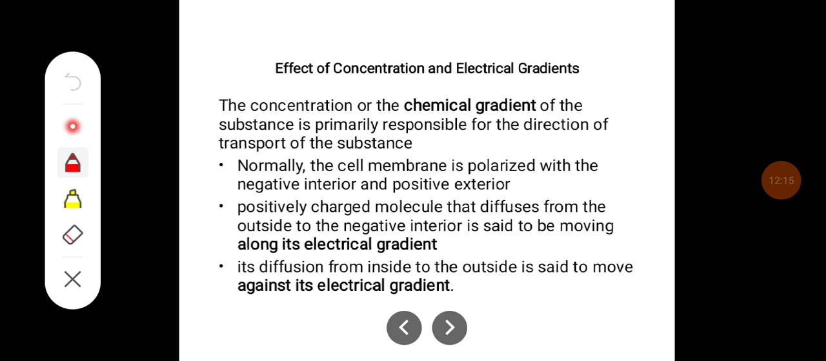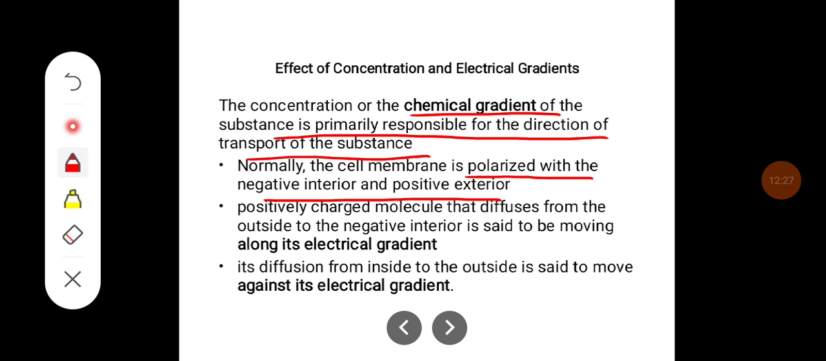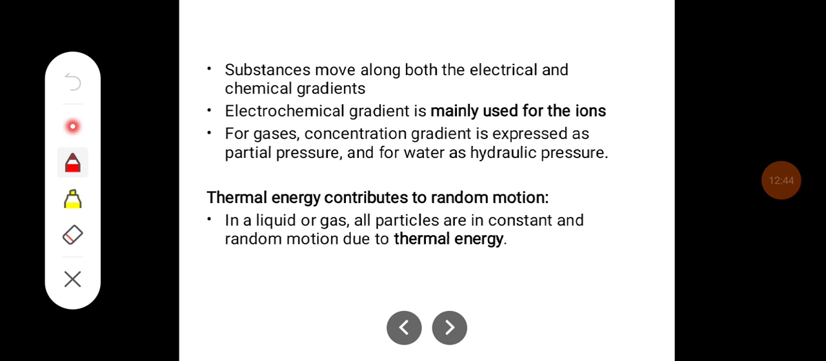The concentration or chemical gradient of the substance is primarily responsible for the direction of the transport of the substance. Normally, a cell membrane is polarized with the negative interior and positive exterior. Positively charged molecules that diffuse from outside to the negative interior are said to be moving along their electrical gradient. Their diffusion from inside to outside is said to move against the electrical gradient. Substances move along both electrical and chemical gradients.